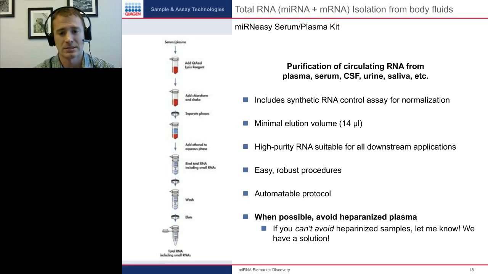With the miRNeasy Serum/Plasma Kit, we have the workflow on the left. You add your QIAzol lysis reagent, add chloroform and separate your phases, and you add ethanol to the aqueous phase and bind this to a column, wash it, and elute your ultra-pure RNA.